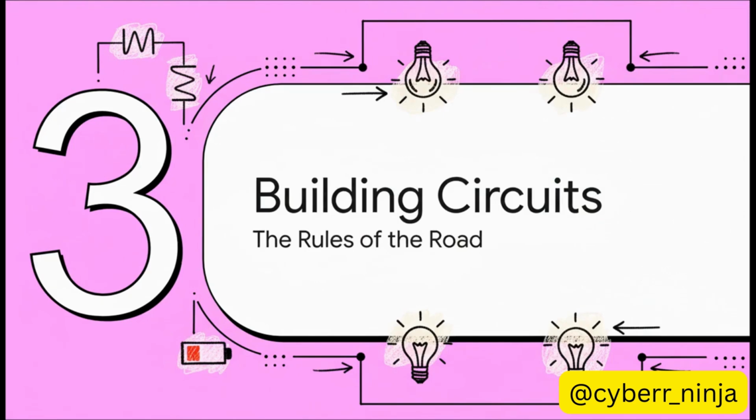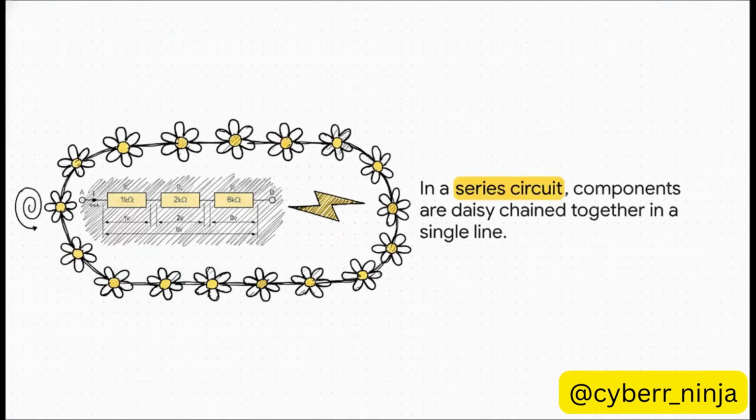So we have our first component. Awesome. But how do we actually connect it with other things? It turns out there are two fundamental ways to build a circuit, the rules of the road, if you will, and it's super important to understand them because they behave in completely different ways. First up, we have the series circuit. This is where you connect components end to end, kind of like a daisy chain.